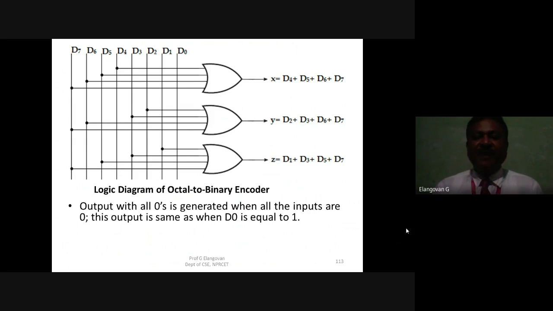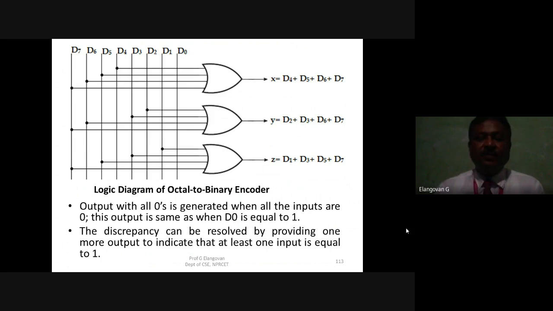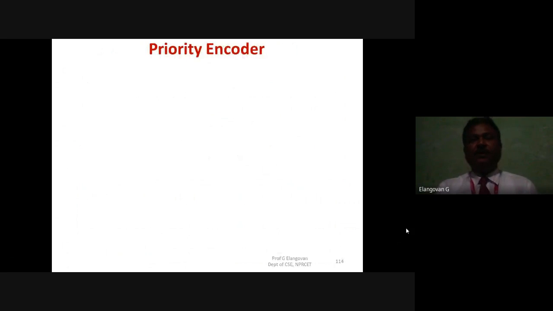Sometimes all the outputs are going to be 0, which is the same as when D0 is equal to 1. To resolve this, at least one input must be equal to 1, so D0 is made 1. While talking about the encoder, we mentioned that in an encoder only one input should be at high level at any instant.